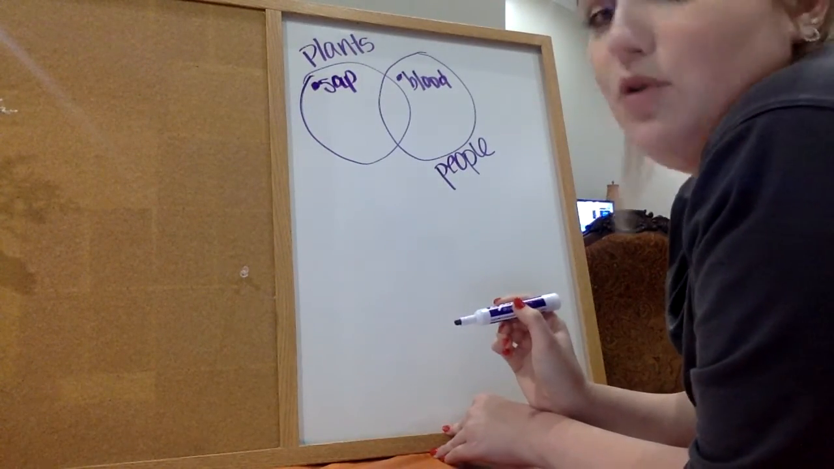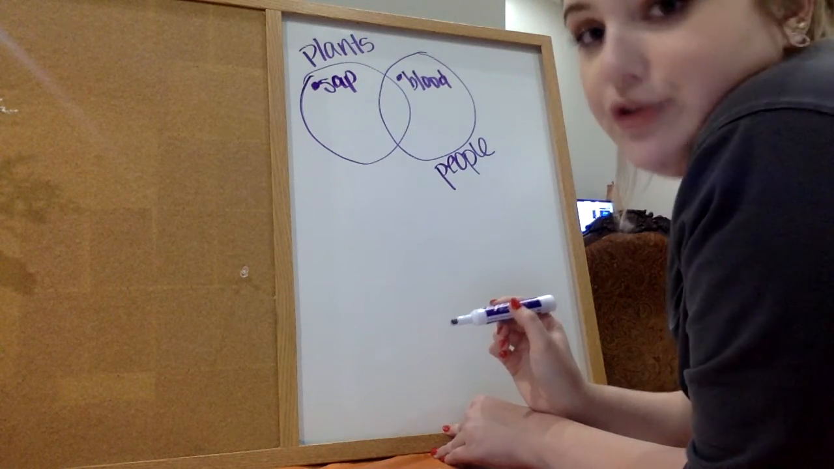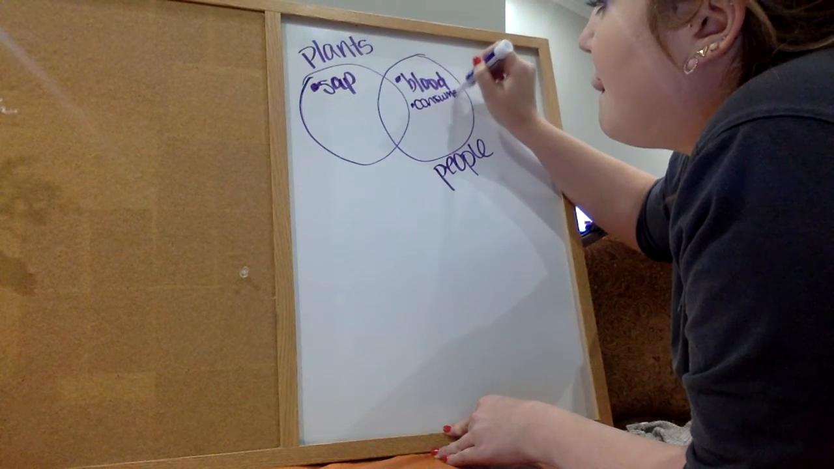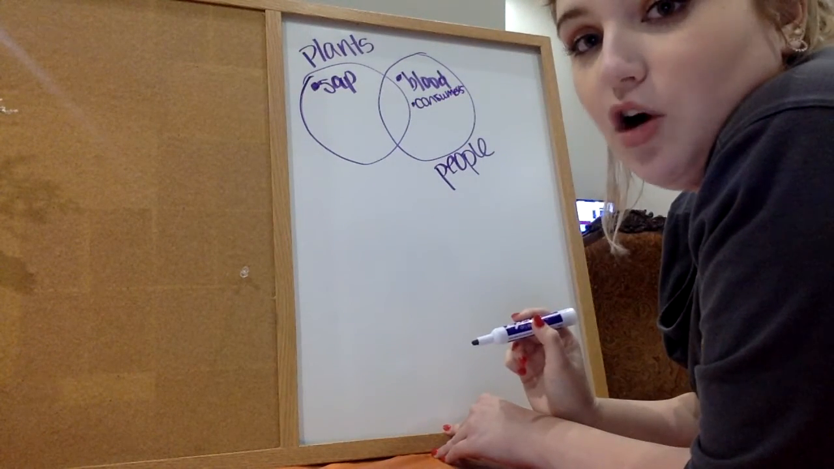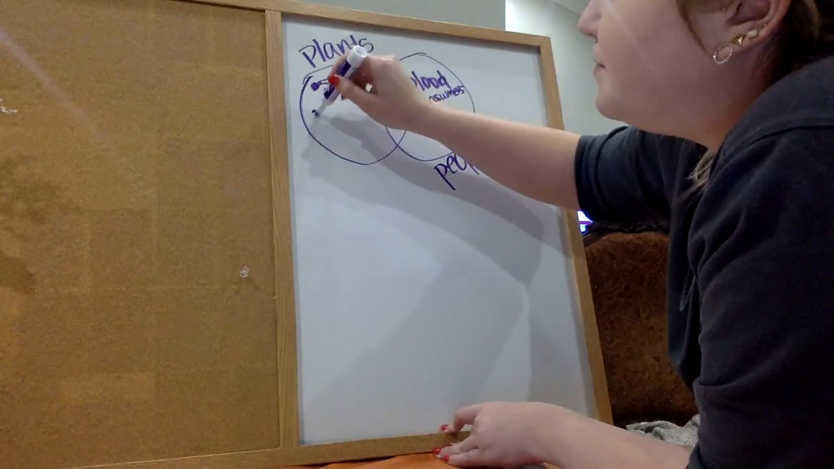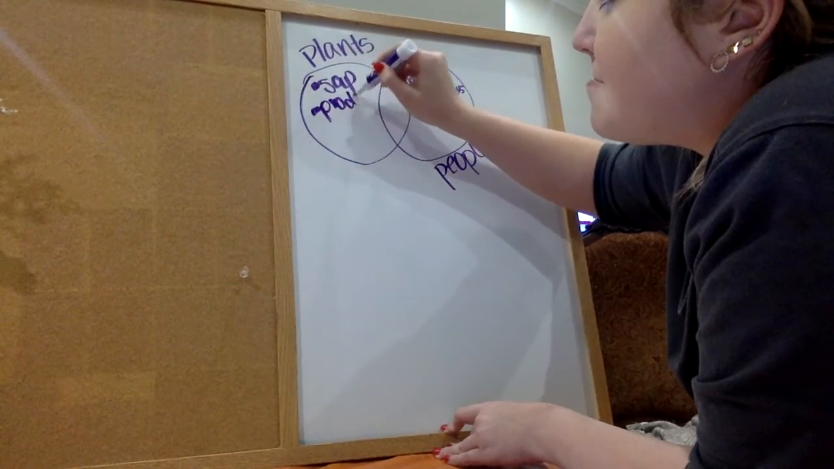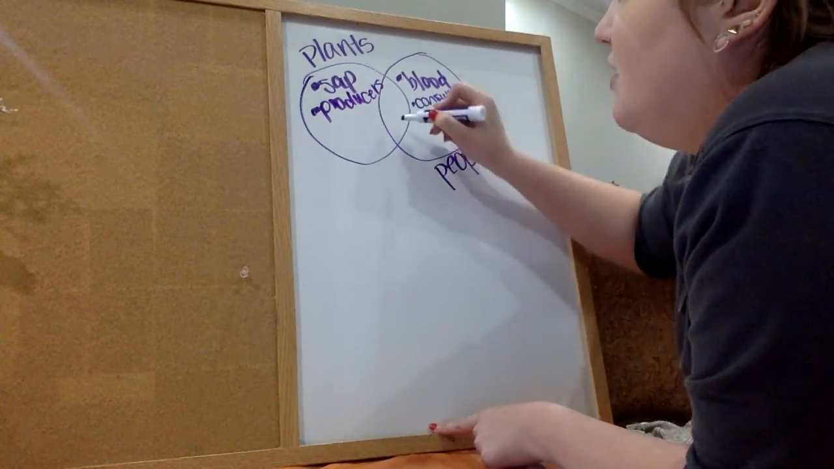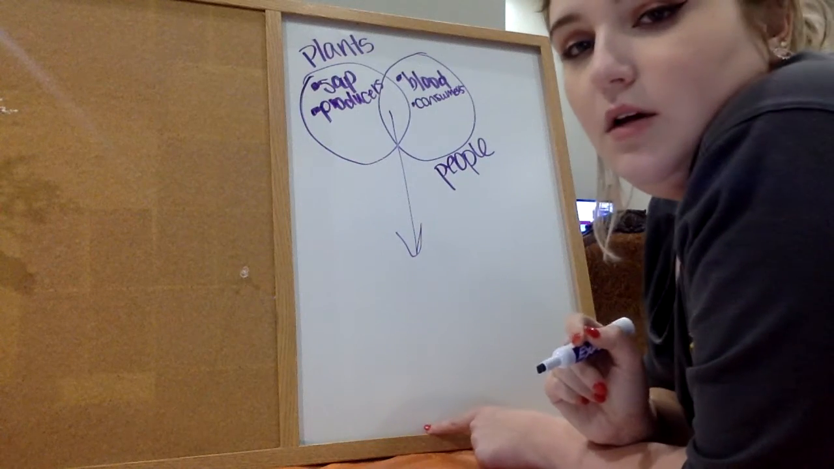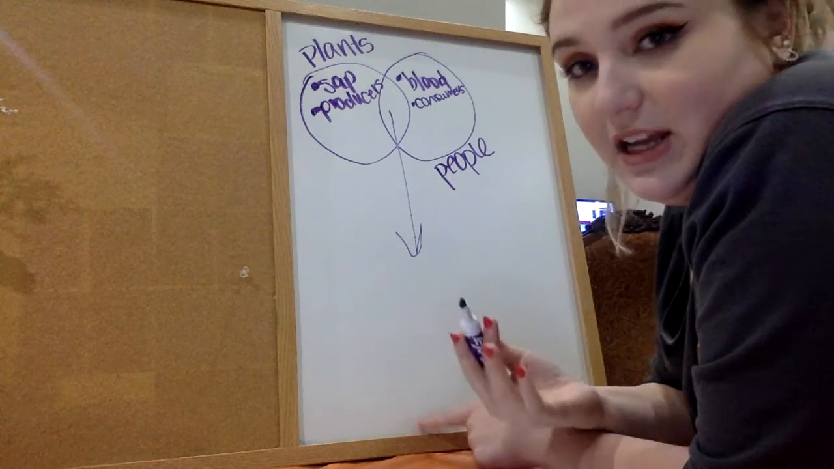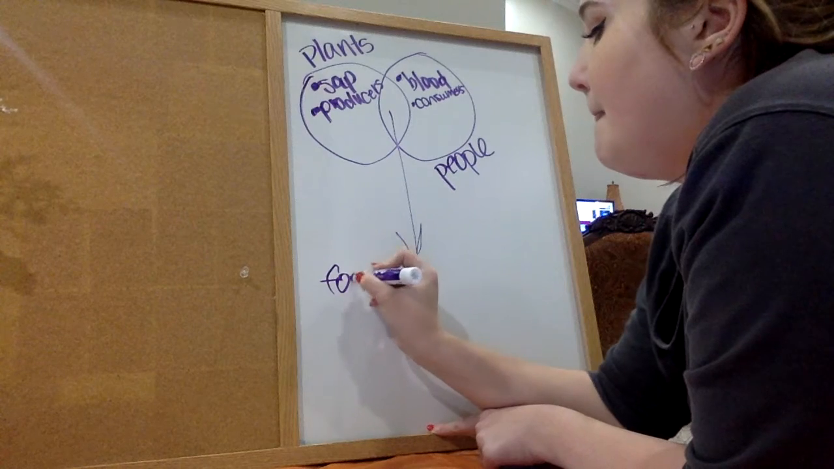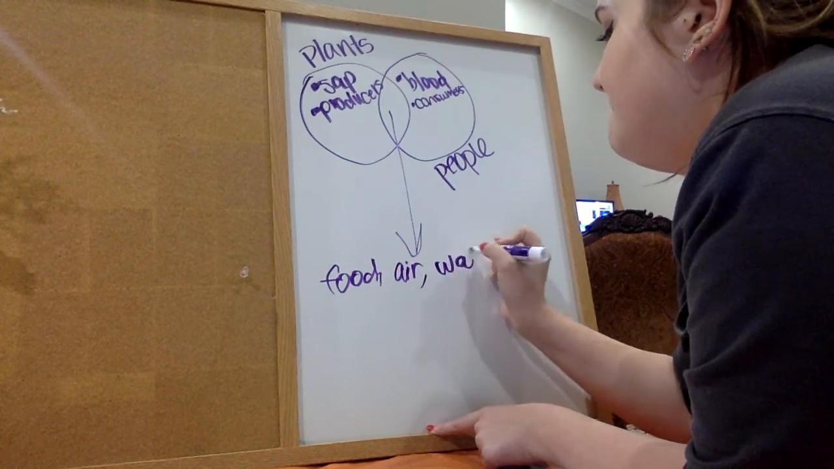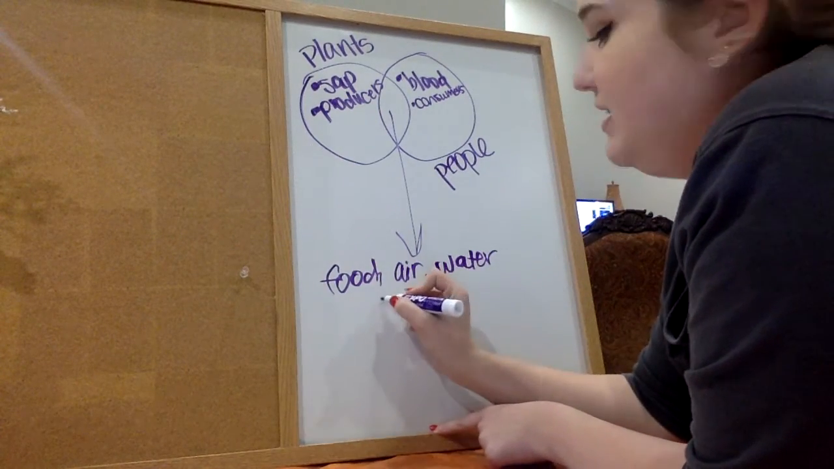I would say people are predominantly consumers, while plants are predominantly producers. Well, let's think of some things that we have in common. Both plants and people, as you know, need food, air, water, and certain nutrients to live.